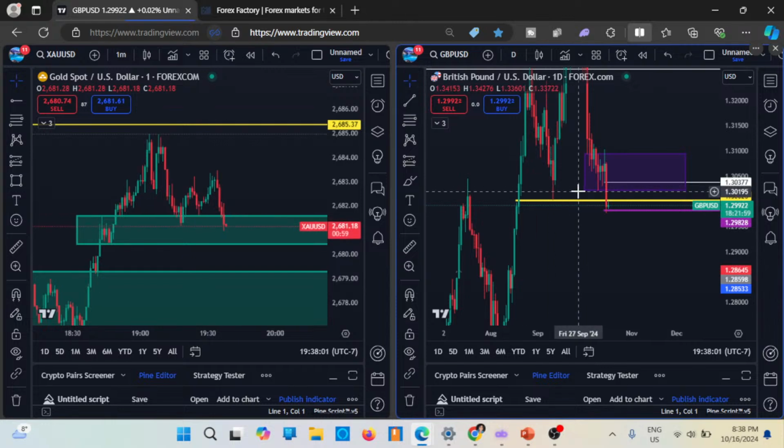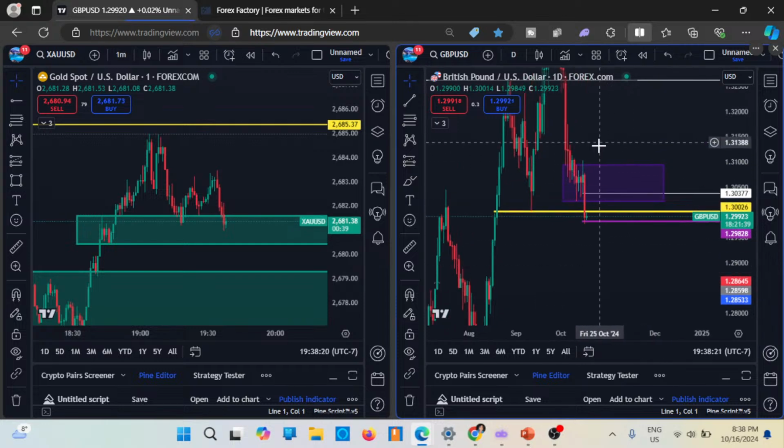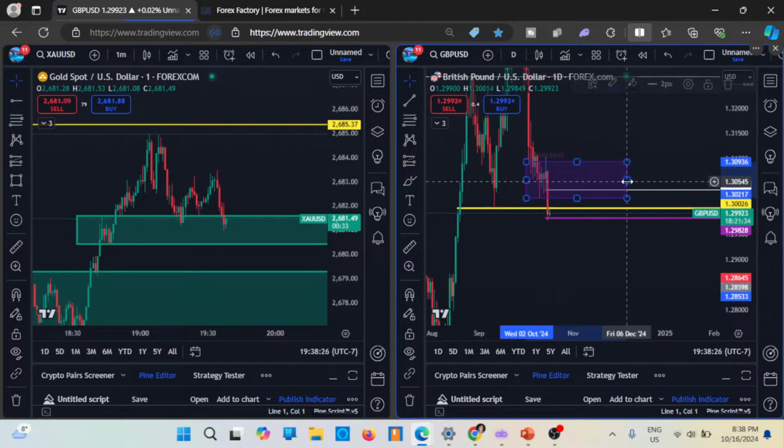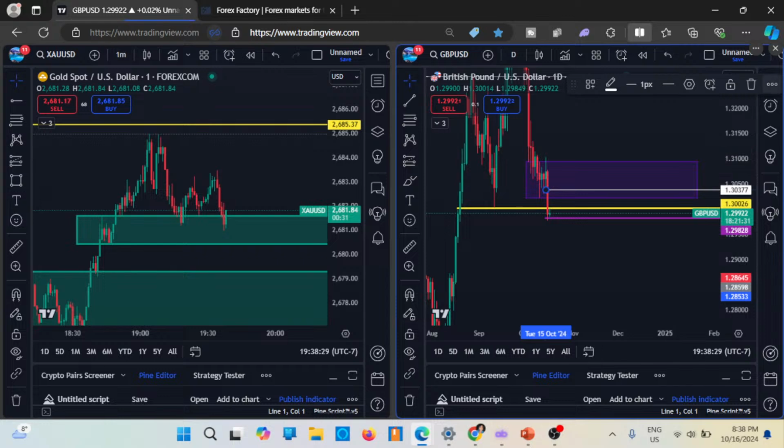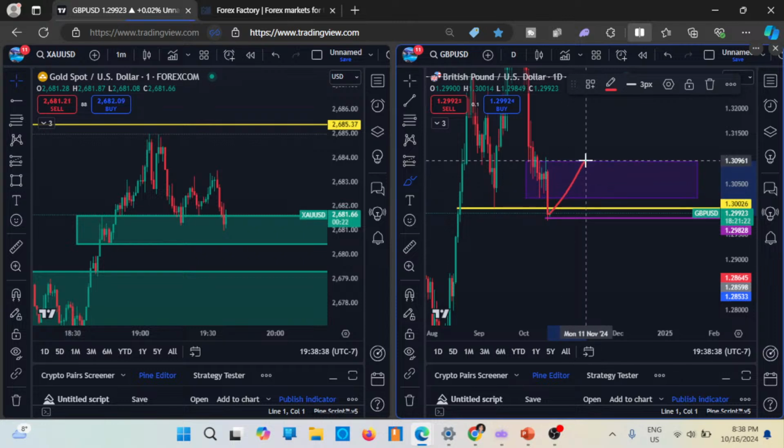The resistance now is between 1.3022 and 1.3094, around there. This purple box that I have here is basically where the resistance is now on this daily time frame. So that would be the best area for you to look for a sell when the price pushes back up to around 1.3022. If it keeps going higher there, that's a good area to be looking to enter a sell.